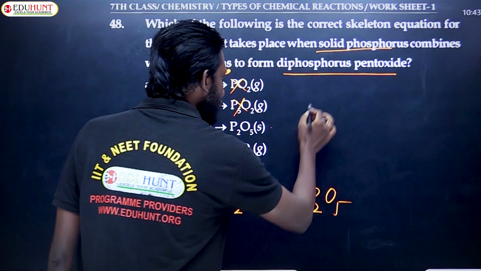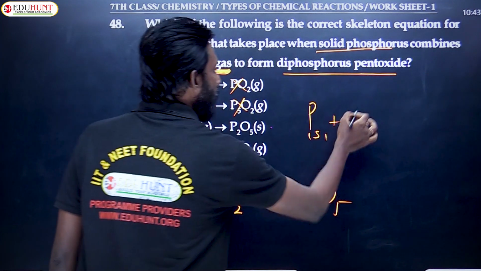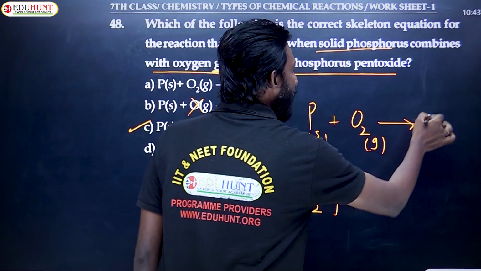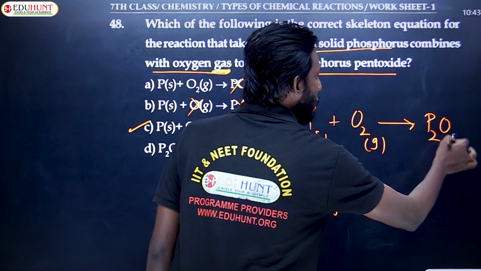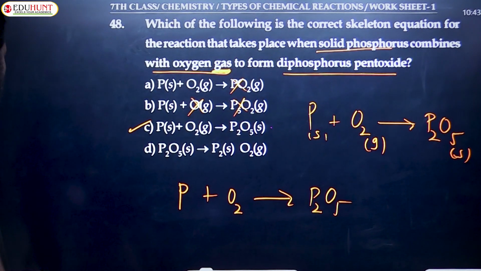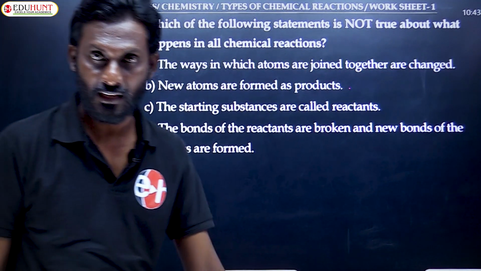See, solid phosphorus is mentioned correctly. Oxygen is O2, it is in gaseous state, mentioned correctly. And diphosphorus pentoxide, P2O5, solid. Okay? Yes. Next, question number 49.